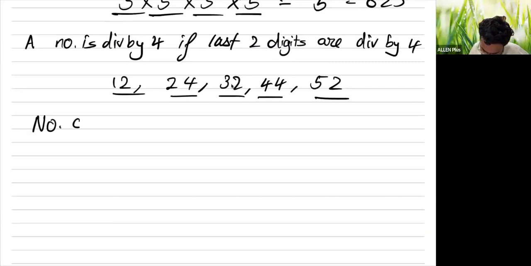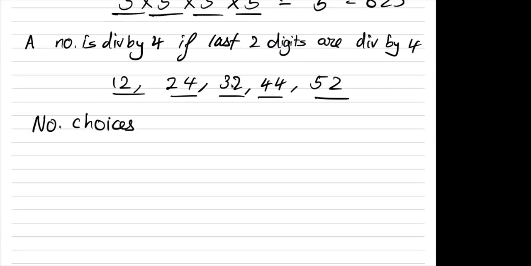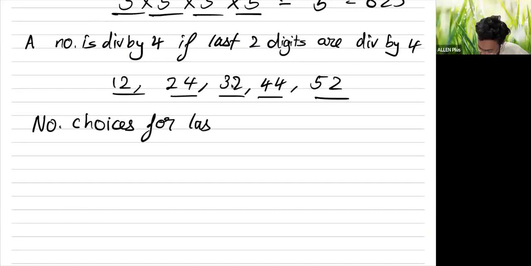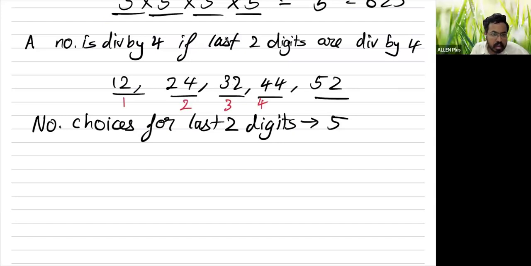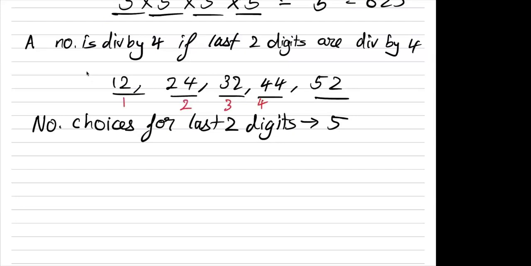So this means the number of choices for the last 2 digits is 5. Okay, this is first, second, third, fourth, and fifth.